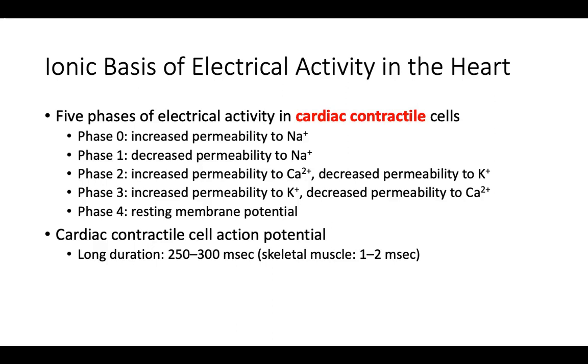Now, the duration of contraction for cardiac muscle cells is longer than skeletal muscle, very similar to what we said for smooth muscle as well, much longer contractions. So skeletal muscle has very quick 1 to 2 millisecond contractions. Cardiac muscle, on the other hand, smooth muscle included, have longer, slower, more sustained contractions.